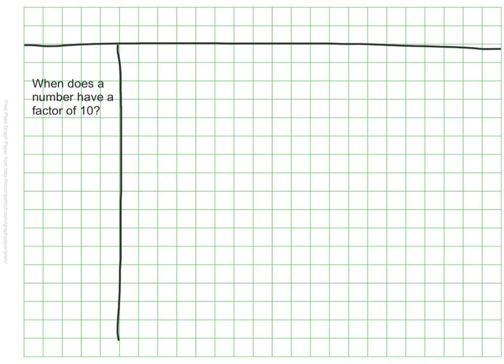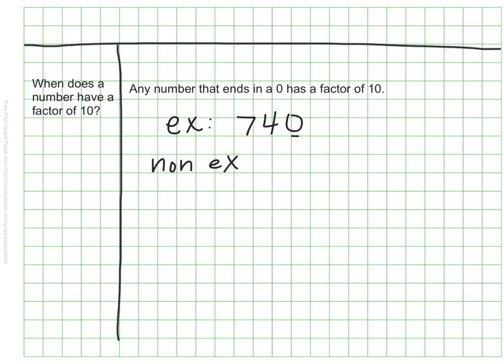My last tip probably goes without saying, but we're going to just answer the question, when does a number have a factor of 10? A lot like 5's, I'm sure most of you know the rules for 10's. If a number ends in a 0, it's a multiple of 10, and therefore 10 is a factor. Let's do a quick example. 740, right, ends in a 0. It is a multiple of 10, therefore 10 is a factor of 740. And of course, a non-example would be 852. That does not end in a 0, and therefore 10 is not a factor of 852.